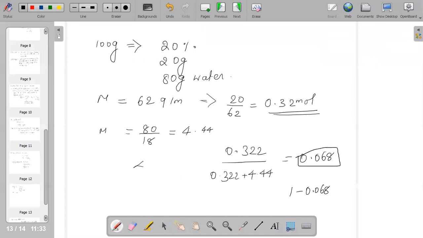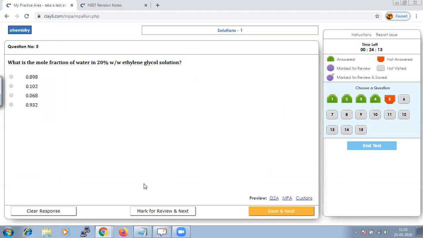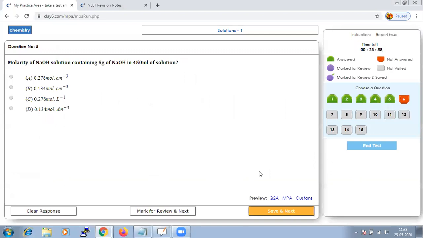Or the other alternative is you can do it as 4.44 divided by 0.322 plus 4.44, because since they have asked you the mole fraction of water, mole fraction is the number of moles of the component by the total number of moles. So either way you can go, and if you subtract 1 minus, your answer should be 0.932. So option D should be the right answer. Let us save that and go to next.